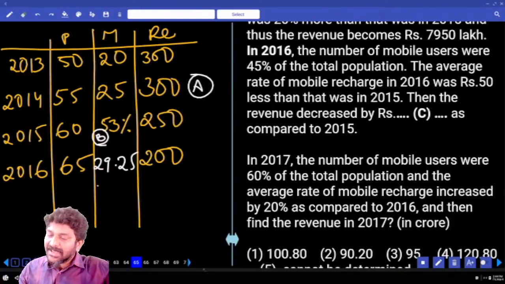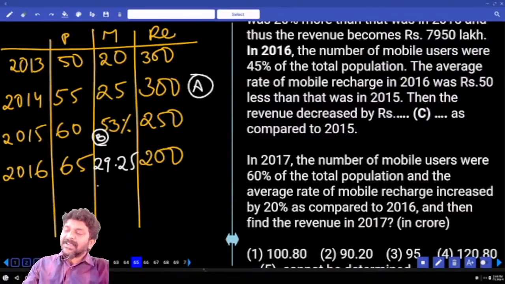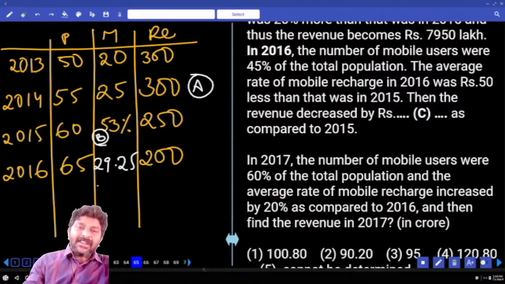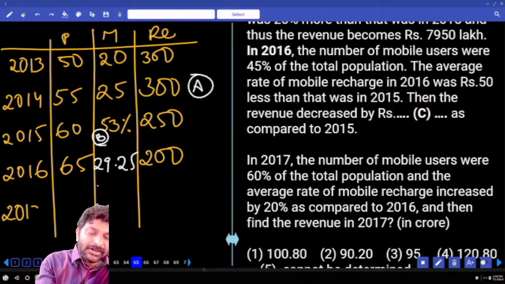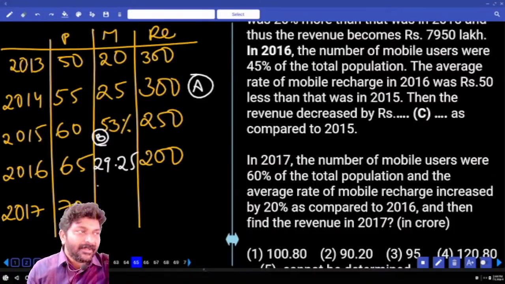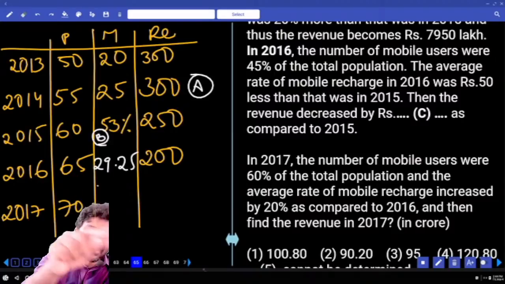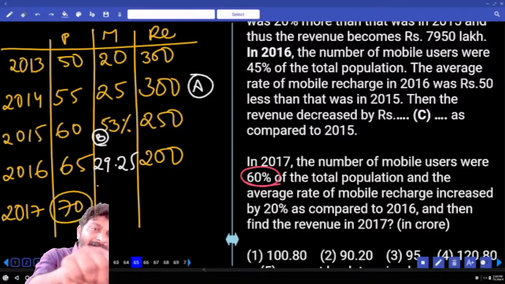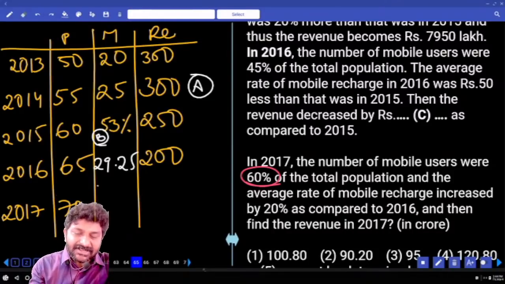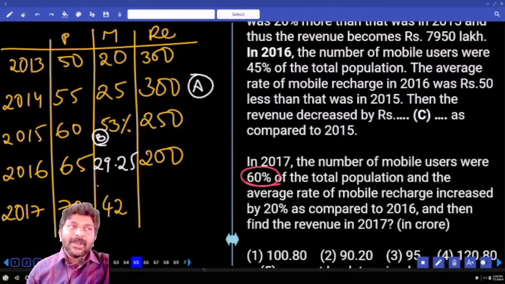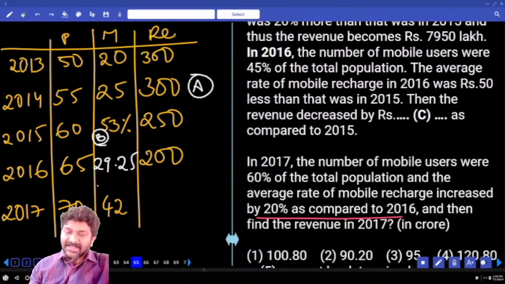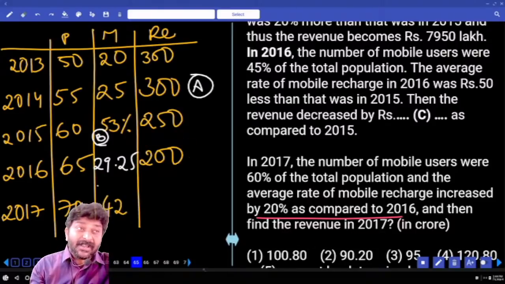In 2017, the number of mobile users were 60% of total population, and the average rate of mobile recharge increased by 20% as compared to 2016. Find the revenue in 2017. Okay. In 2017, total population is going to be 70 only. 5 lakh increase అని తెలుసు కదా, అవునా? మొబైల్ యూజర్స్ ఎంత పర్సెంట్ అన్నారు? 60%. 60% కాలిక్యులేటెడ్ ఆన్ 60%, 10% into 6, 42 lakh, okay. And then mobile recharge increased by 20% as compared to the previous year. Previous year it was 200, 20% of this number, 40, increased by 40, right.